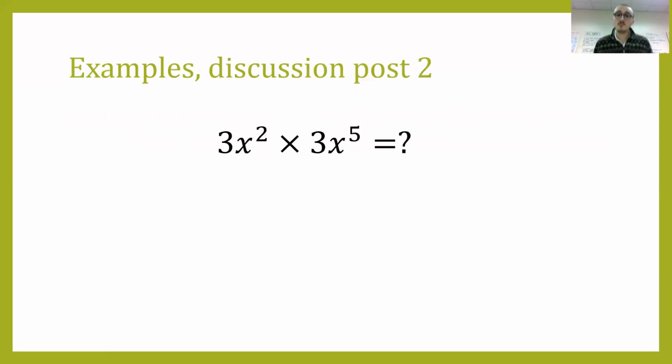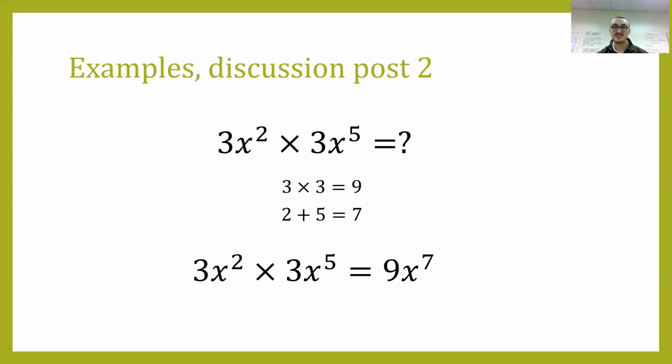So our example right here, we have 3x squared times 3x to the 5th. We're going to multiply, okay? 3 times 3 is 9, okay? And the exponents: I'm sorry, 2 plus 5 is equal to 7. So 3x squared times 3x to the 5th, we will get 9x to the 7th.